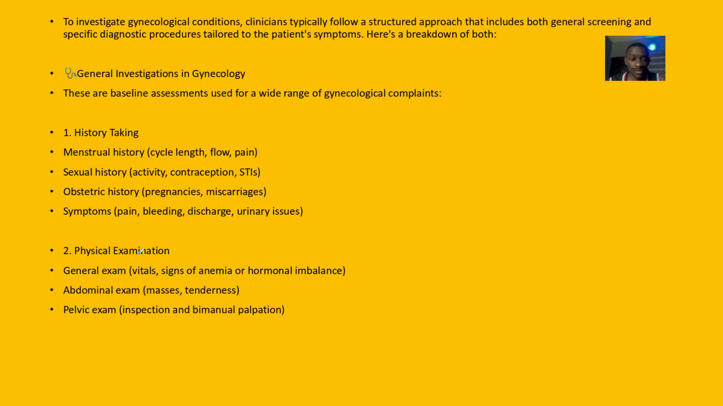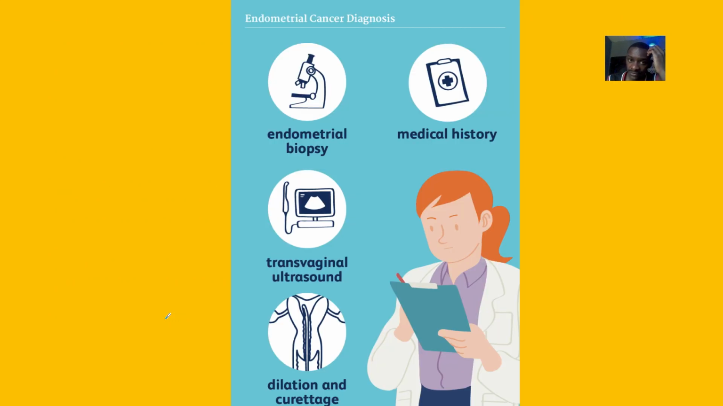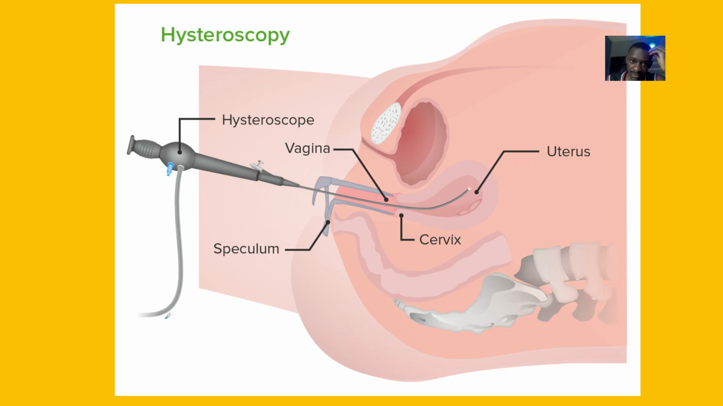Physical examination. General examination, where you take note of the vitals, signs of anemia, and any issues with hormones. Abdominal examination, where you check for masses and tenderness. Pelvic examination, where you try to pick up any issue that might be wrong with the pelvis.